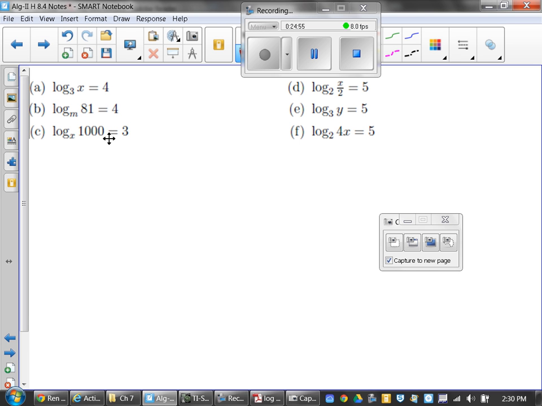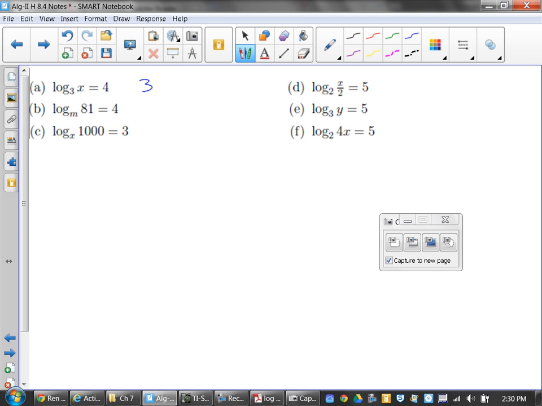So when you're starting to solve these out, this is asking you 3 to the 4th power is x. What's 3 to the 4? 81. Next one is m to the 4th power is 81. What's m? 3.